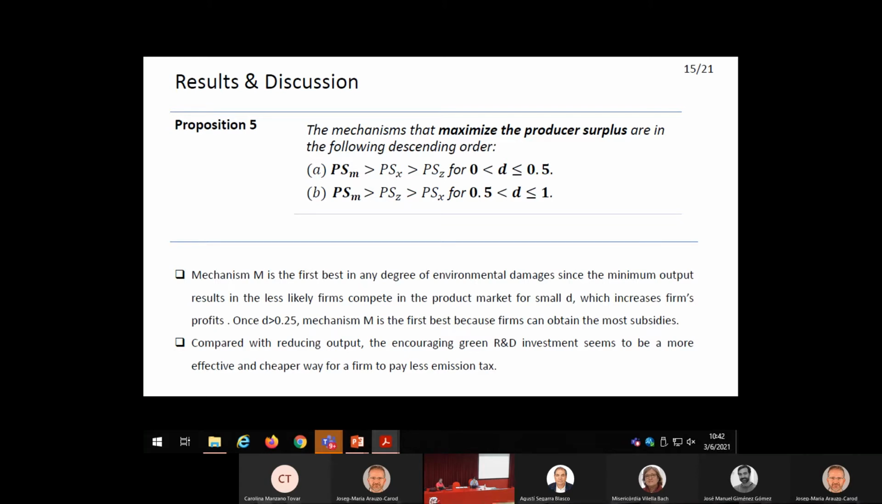And we also found that compared with reducing output, encouraging green R&D investment seems to be a more effective and cheaper way for firms to pay less emission tax.